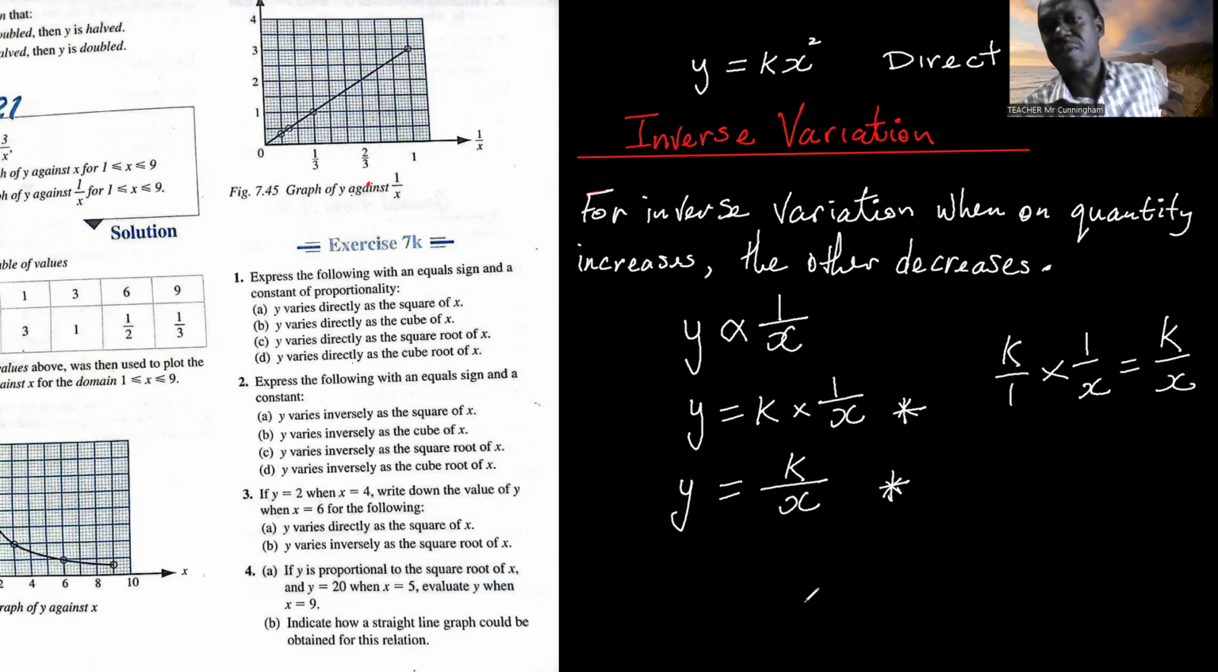Any questions? So you could write it either way. k times 1 is k, and 1 times x is x. All right? Same thing. Good.